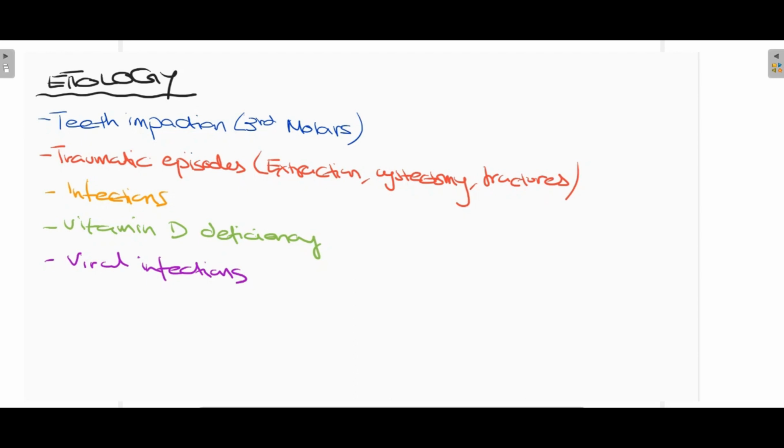Now moving on towards the etiology of ameloblastoma. Firstly, it is commonly associated with impacted teeth, and specifically third molars. It is also associated with traumatic episodes, for example extractions, cystectomy, and fractures. Moreover, it is also associated with infections, in some people with vitamin deficiency, and rarely viral infections as well.